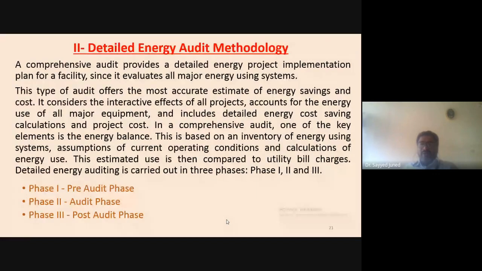In this, we have to create three phases. The detailed energy audit is carried out in these three phases. What are these three phases? First one, pre-audit phase, then audit phase, and post-audit phase. The methodology or procedure is the same, but the working is different. In the green audit, same as in the energy audit, there are the same three phases: pre-audit phase, audit phase, and post-audit phase.